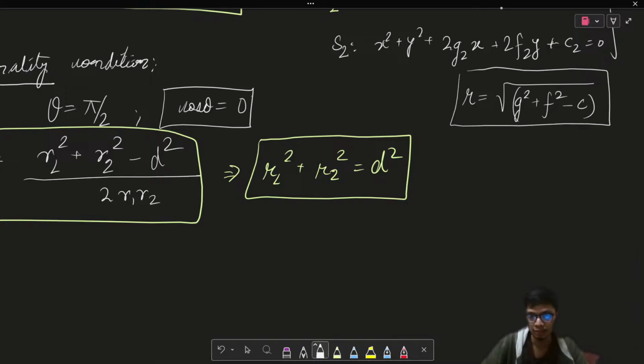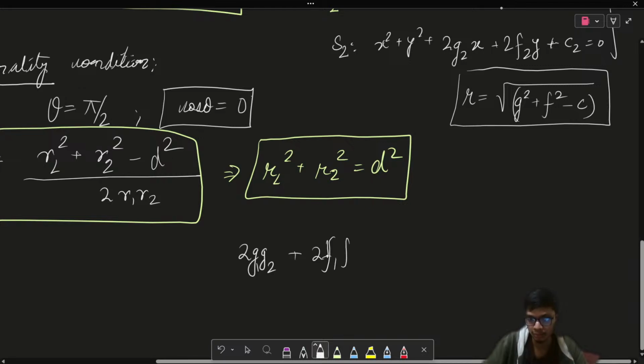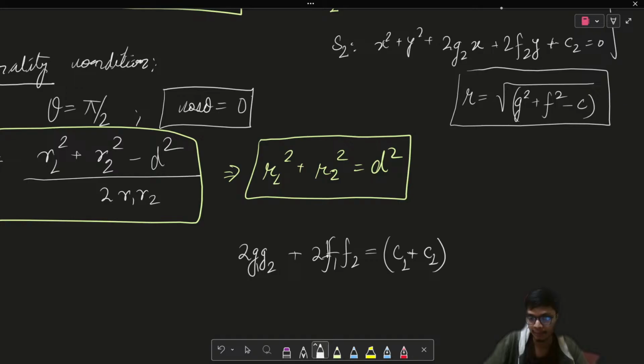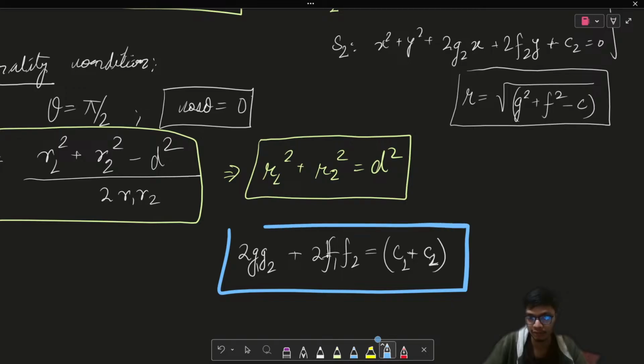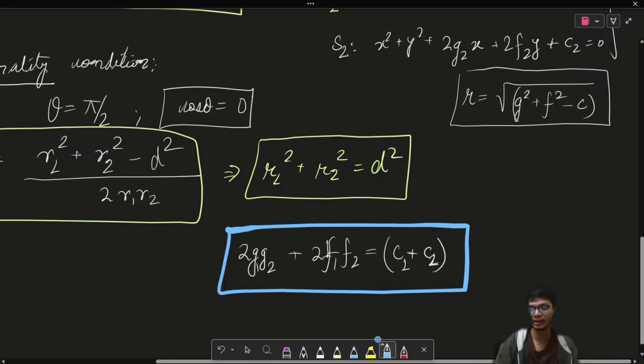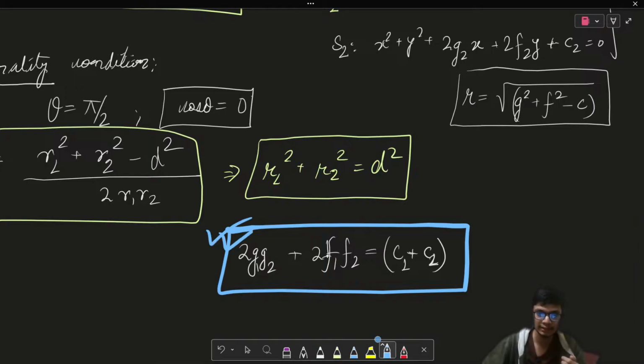Similarly, if I apply that, I will get the condition 2 g1 g2 plus 2 f1 f2 is equal to c1 plus c2. So this is the condition we obtain for the orthogonality of circles. If I give you the general equation of the circle and say that the circles intersect at a perpendicular or 90-degree angle, then this condition will hold true. Please take note of this property, and we will use it in our solution of questions. Okay, is this part clear to all of you?